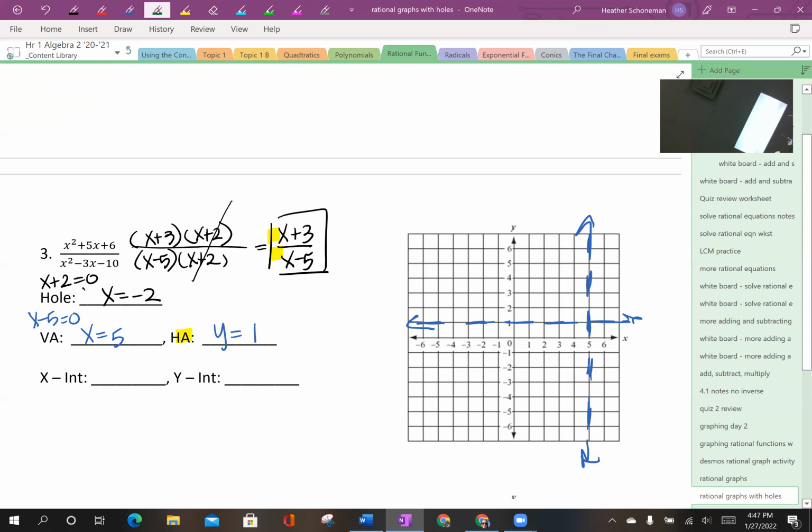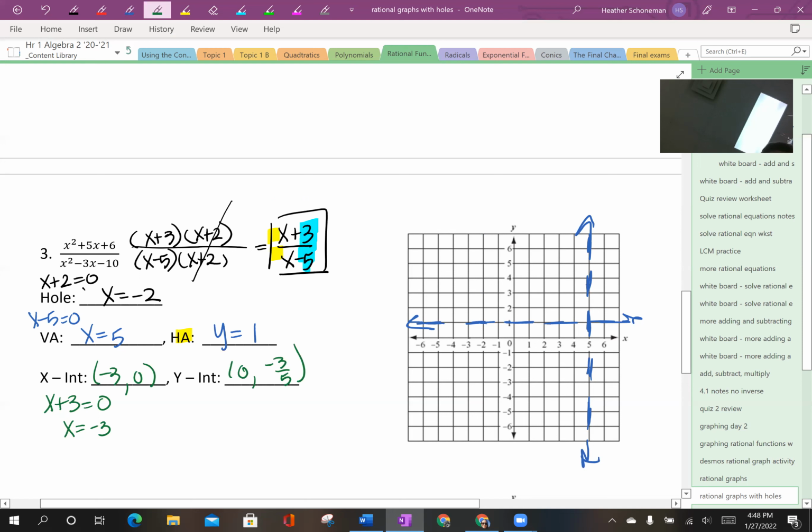Now I'm going to find my intercepts. My x is what makes the top 0. So I have x plus 3 equals 0. So x equals -3. So this is -3, 0. And my y is when x is 0, so it's the numbers at the end. So it's going to be 0, -3/5. Okay, so here's -3, 0. And 0, -3/5 is here. So we can see where the points are going to go in the general arc. So that one's good to go.